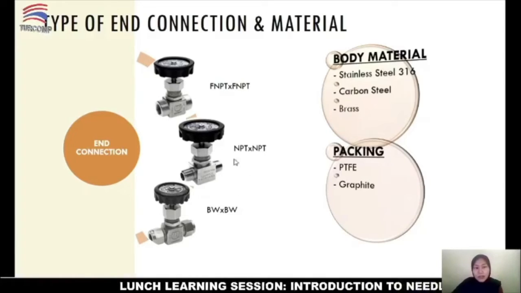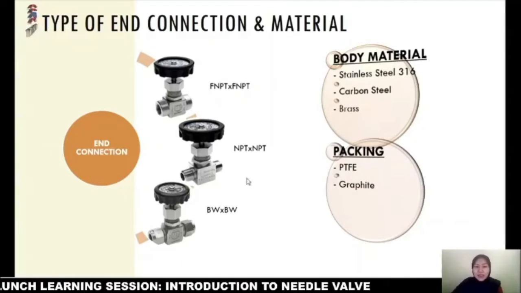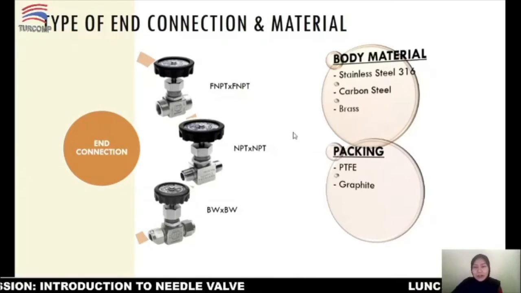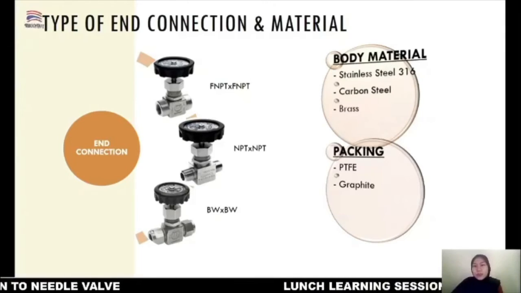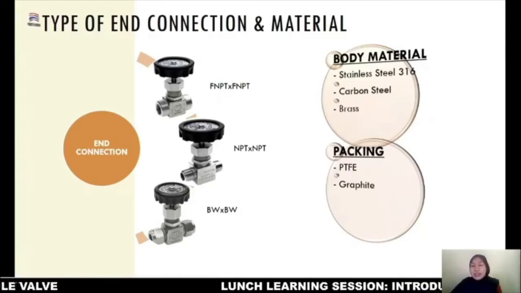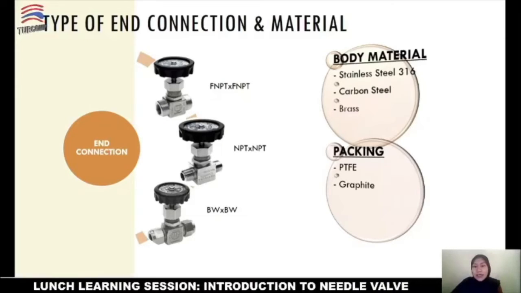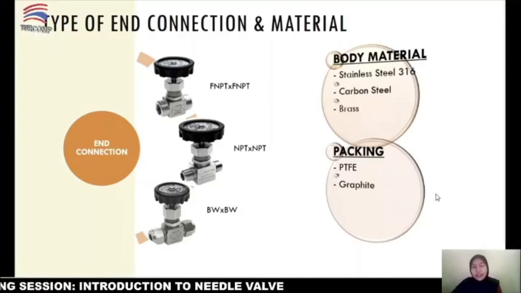The needle valve also can come with socket weld, but sorry, I didn't put a picture here, but the socket weld is also available for the needle valve. So for the body material, usually made with stainless steel 316, carbon steel, and brass. For the packing, the material comes with PTFE and graphite.